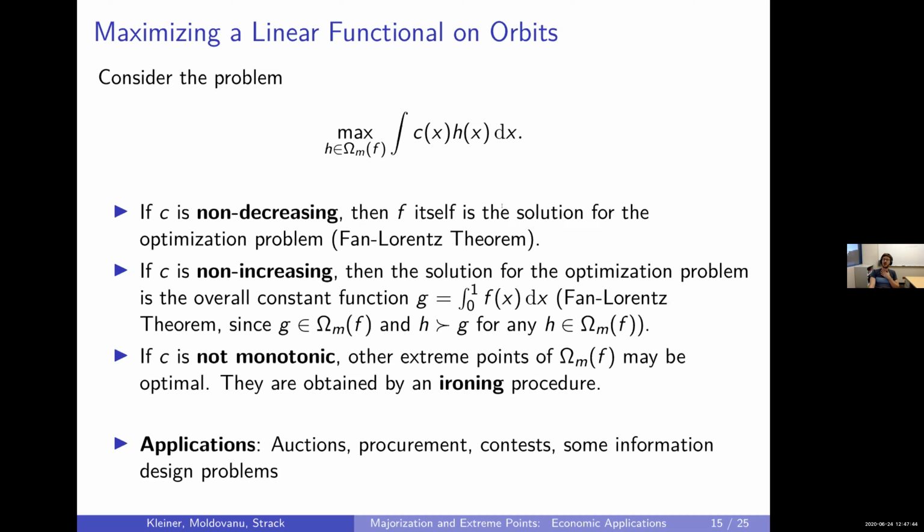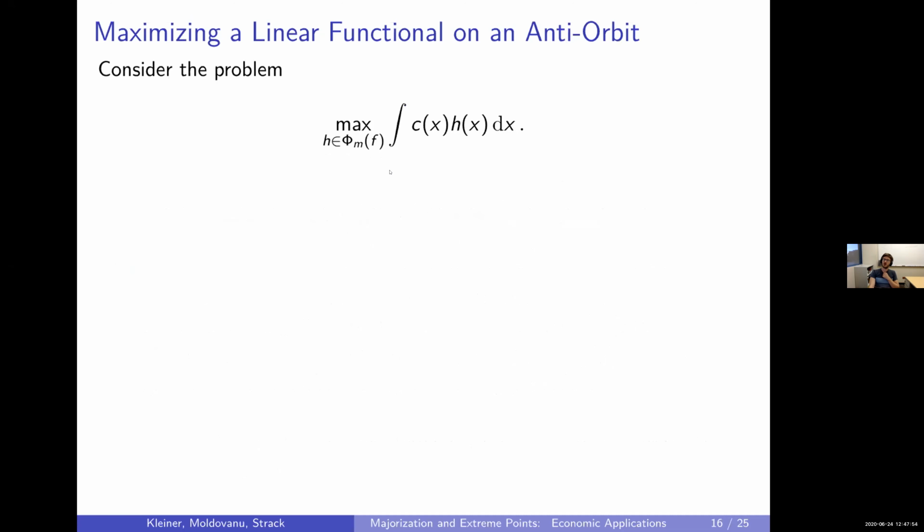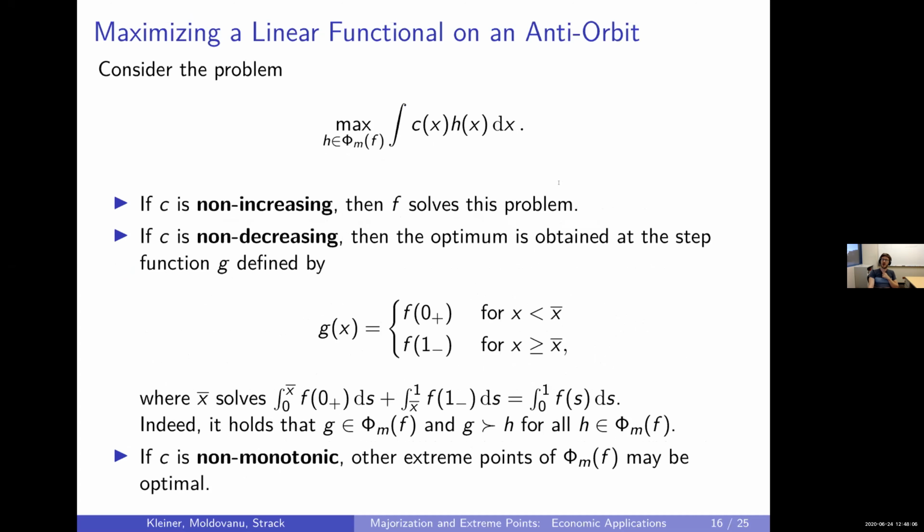So this is the first type of optimization problems that we're interested in. The second type is simply replacing the orbit by the anti-orbit. Now you're maximizing again a linear objective functional, and you can choose any function that lies in the anti-orbit of a given function f. So again, if this function c is monotone, you can use the Fan-Lorentz theorem to obtain simple solutions.